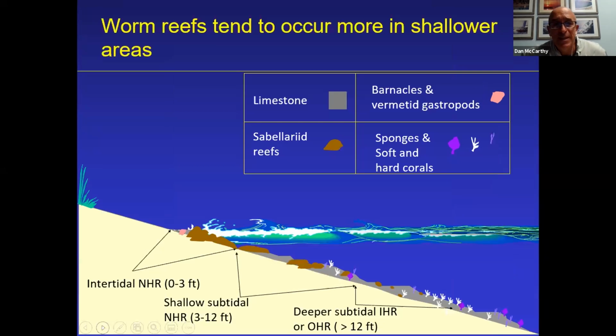Okay. From a depth standpoint, remember that the shallows are highly affected by wave activity and sand movement, particularly in the east central coast of Florida. In the intertidal zone, worm rock, also referred to as sabellariids, which comes from their family name, Sabellariidae, is most abundant in the intertidal zone, but pretty abundant within the zone that we're covering, which is NHR, up to about 12 feet. And in this shallow subtidal area, you see sponges and corals too, but they generally become a little bit more abundant when you get greater than 12 feet.